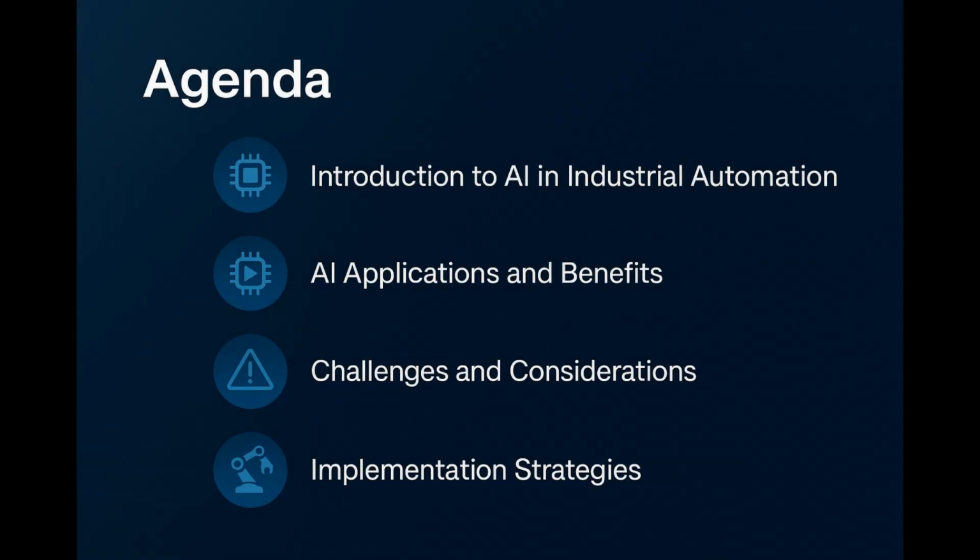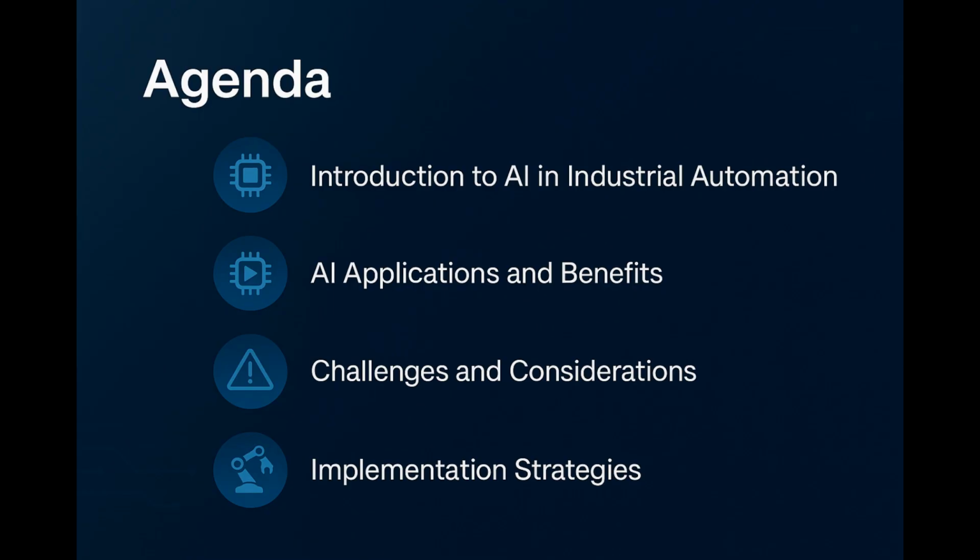Before we dive in, here's a quick look at what we'll cover in this session. We'll begin with an overview of industrial automation and how AI fits into the evolution toward Industry 4.0. Then, we'll explore the core AI technologies that are most relevant to industrial environments, things like machine learning, deep learning, computer vision, and more. Next, we'll walk through real-world applications of AI in factories covering use cases such as predictive maintenance, quality inspection, and process optimization.